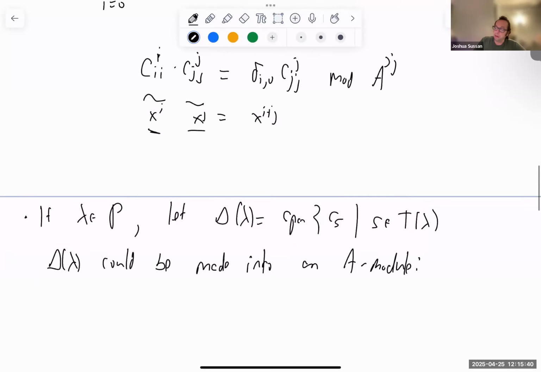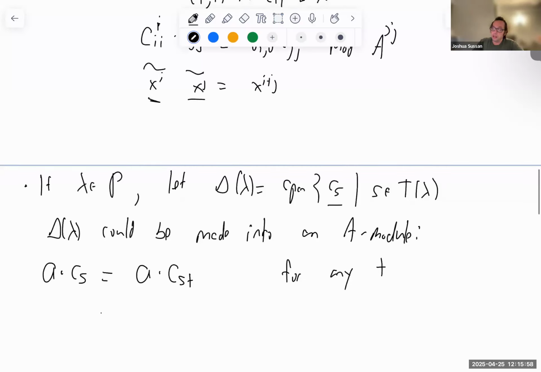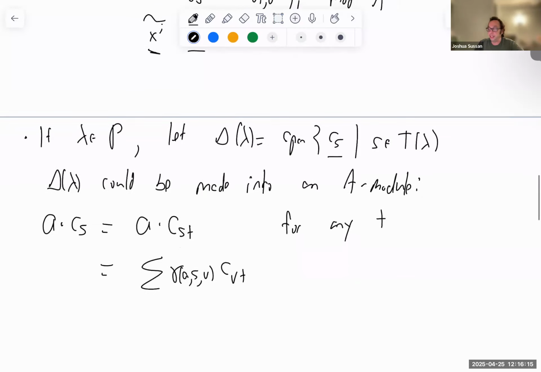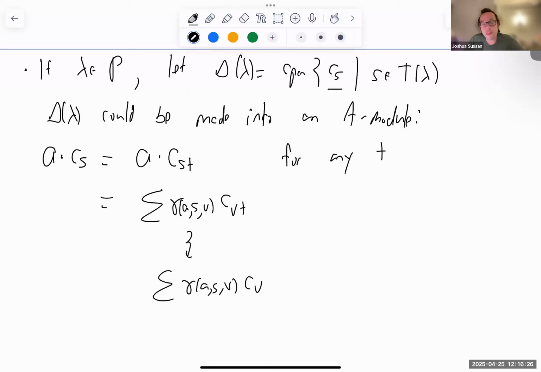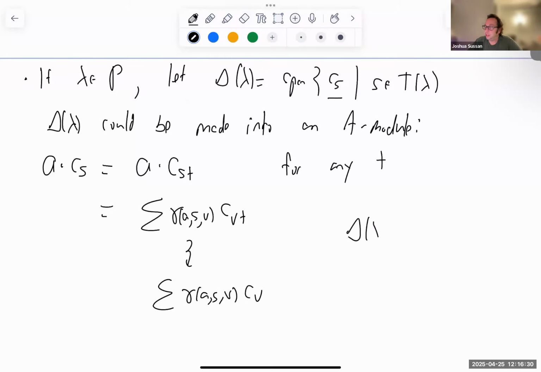So how does A act on CS? Well, it's supposed to be some linear combination of these vectors. And what you can do is look at how A acts on CST for any t. This is then some linear combination, as we said before, of CVT, and this gamma depends upon the element A, the element S, and the element V, but it does not depend upon T. And so since it doesn't depend upon T, I can just rewrite this as the sum of gamma A, S, V, times CV. So these modules delta lambda are called cell modules.